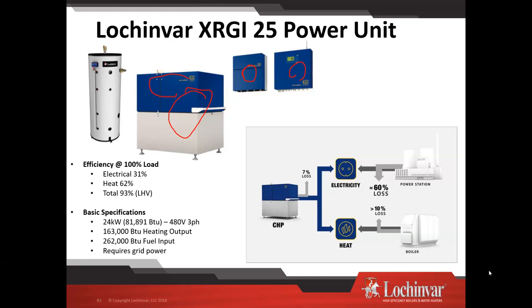So this unit, in terms of electrical efficiency, we're at 31%, heat we're at 62%, and our low heat value is 93%. Just think of it as, whenever we're putting one fuel source in, we're harnessing two outputs out. That would be cogeneration of two items.